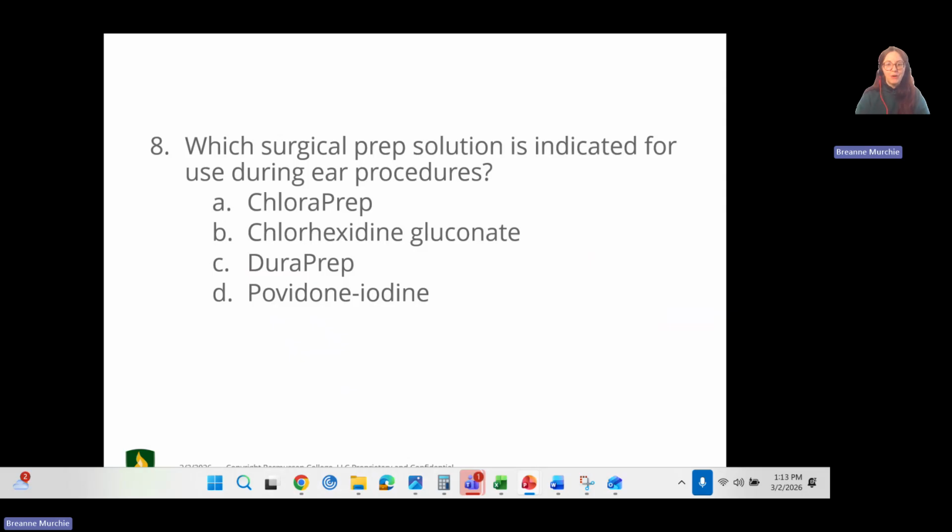Number 8, which surgical prep solution is indicated for use during ear procedures? This is going to be your povidone iodine. The reason being, chlorhexidine gluconate, CHG, is contraindicated because it's ototoxic, and alcohol is also typically contraindicated. Povidone iodine is safe for use around the ear. They still will put a little cotton ball in there because they don't want anything to seep into the ear canal, but povidone iodine is going to be the surgical skin prep solution that is indicated for ear procedures.